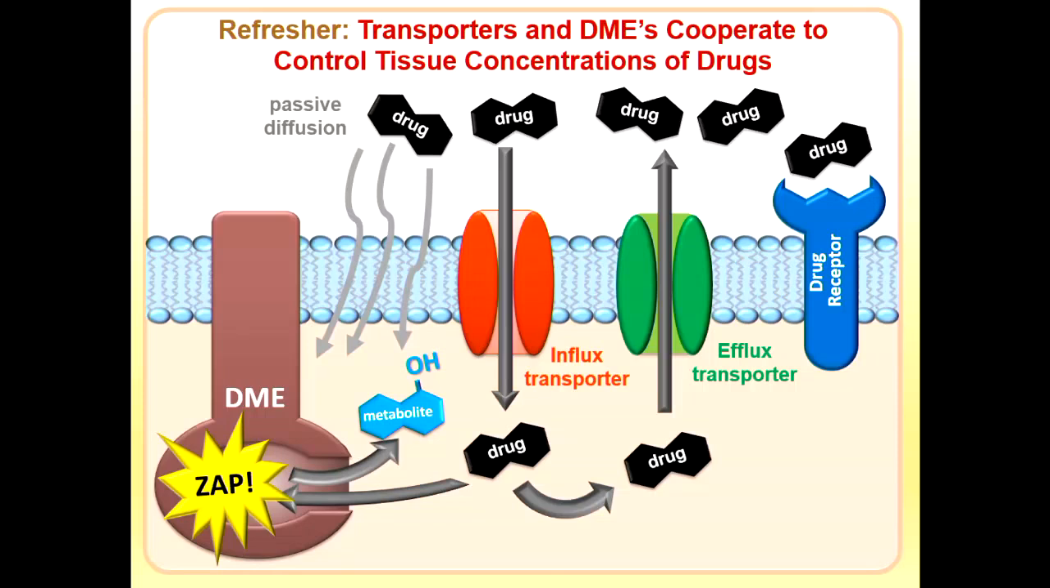So the basic point I've been trying to make in these lectures is that inherited polymorphic variants of either influx transporters, efflux transporters, or drug metabolizing enzymes have a big impact on concentrations of drugs at the site of action at their target receptors. So that's why they tend to have a more overriding influence clinically than inherited pharmacodynamic factors such as drug receptors.